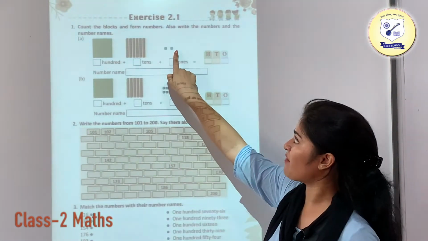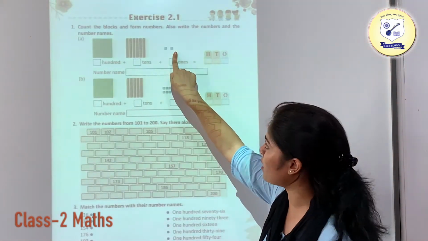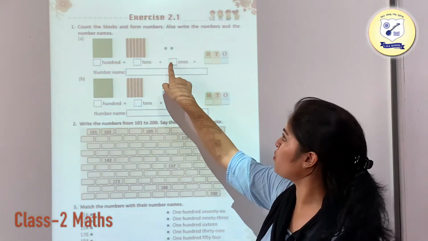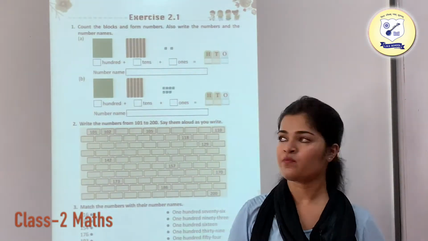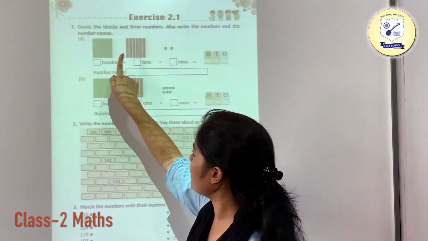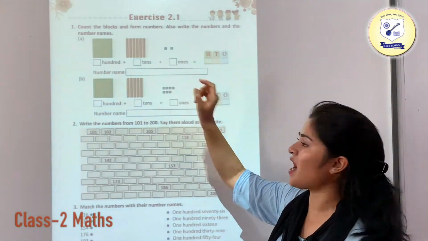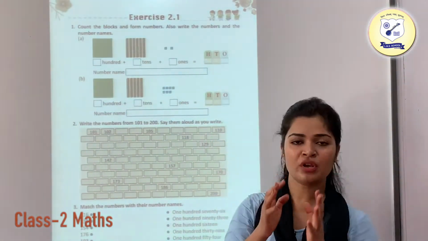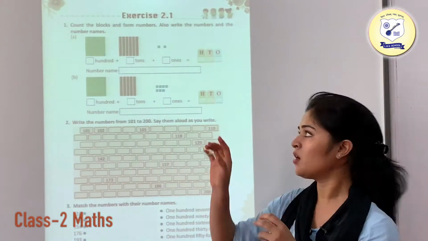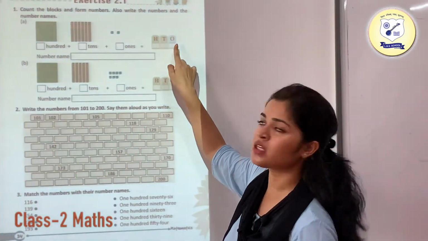After that you are having 2 ones. This is your 1 one. This is your 2 ones. So what you are going to write here is 2. So here we are having 1, here we are having 6 and here we are having 2. So the numeral which is going to form is the number 162.